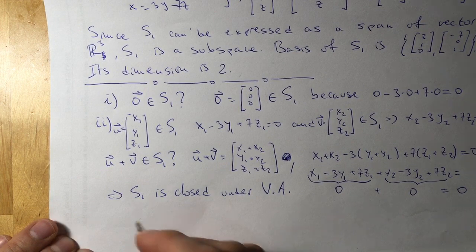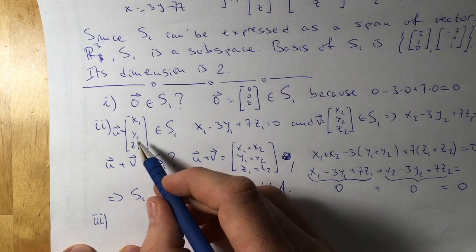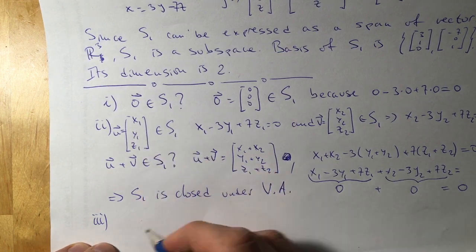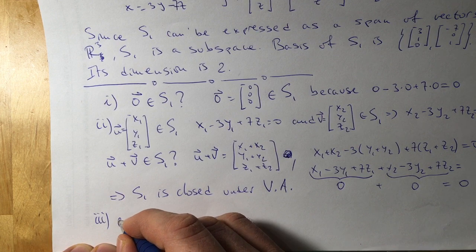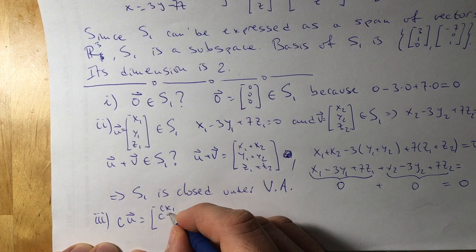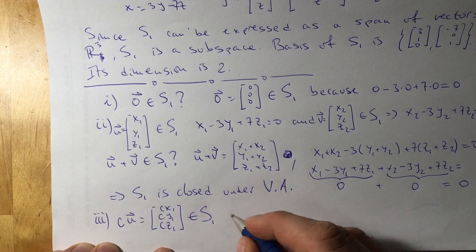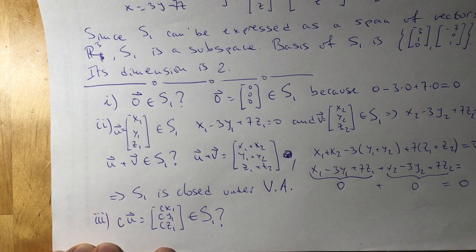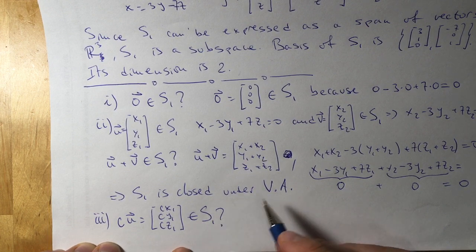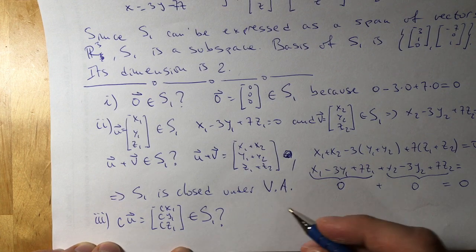And finally, in order to show that it's closed under scalar multiplication, take the general vector u from S1 and multiply it by a constant c. Then c times u is equal to (cx1, cy1, cz1). Now the question is whether this is in S1. When would this vector be in S1? If the first entry minus 3 times the second entry plus 7 times the last entry is equal to 0. So let's check whether that holds.